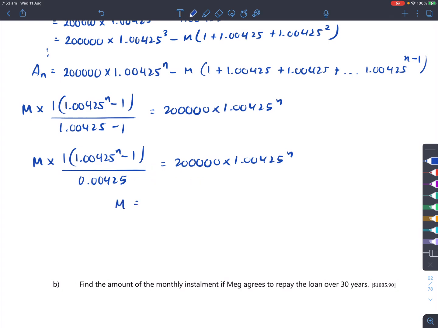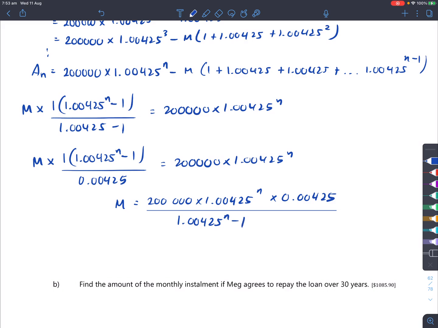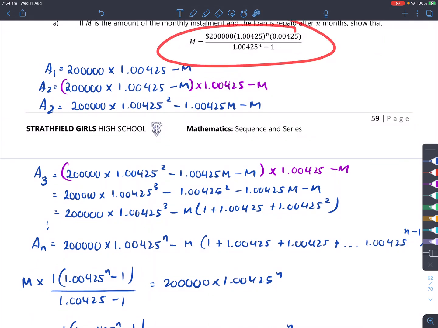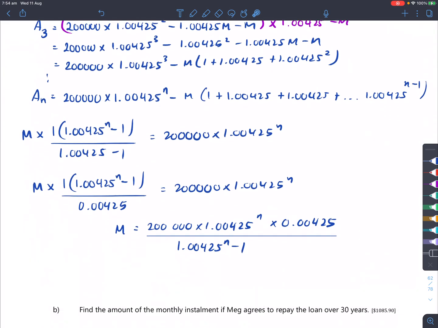Then I'm going to multiply this over and divide this bit over. So that m is 200,000 times 1.00425 to the power of n times 0.00425, all over 1.00425 to the power of n minus 1. Okay, and that will give you exactly the same thing as what they have here. So we've just calculated an expression for the monthly repayment.